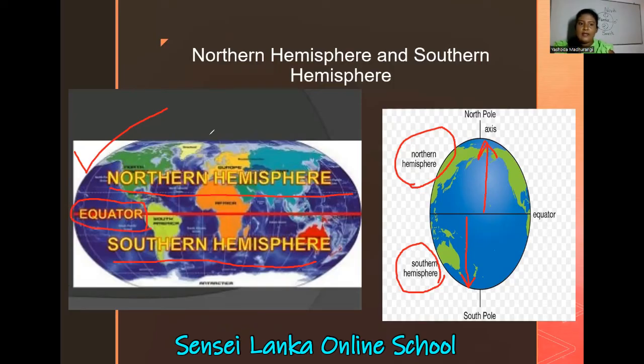So now, my dear children, you learned what are the latitudes, how to draw them on the model globe, how to mark them, how to create them by using this thread and the paper plate. Can you remember? Then you learned the two hemispheres, northern and the southern hemispheres. These are information related to the lesson latitudes.